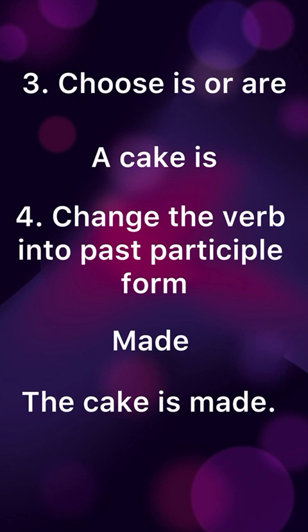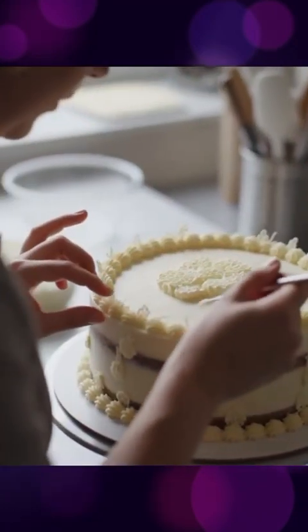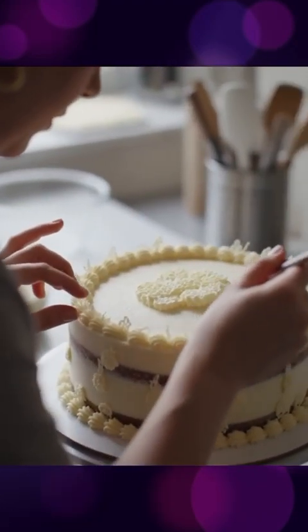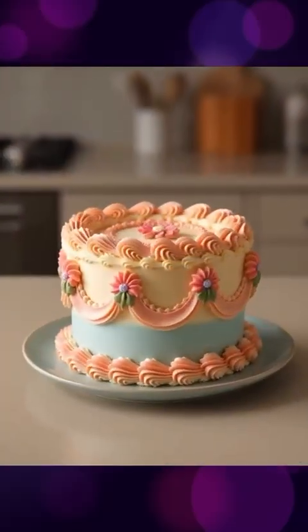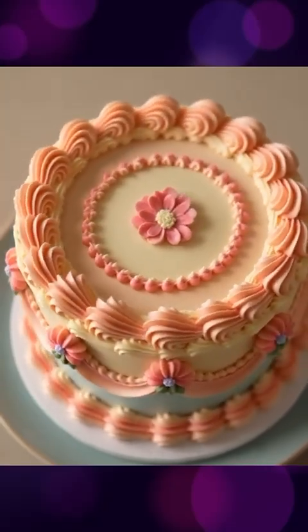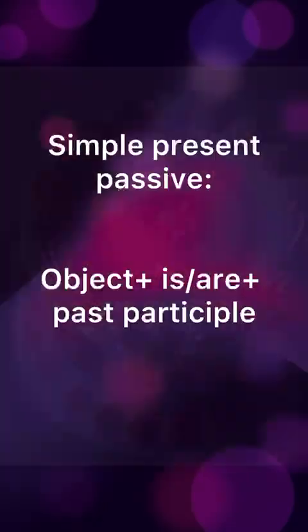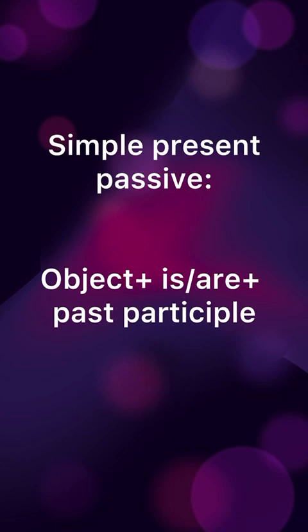The past participle form of the verb make is made. So our passive sentence becomes, the cake is made. Here we see, someone makes a cake. A cake is made. So to form the simple present passive, we have this structure. First the object, then is or are, then the past participle form of the verb.